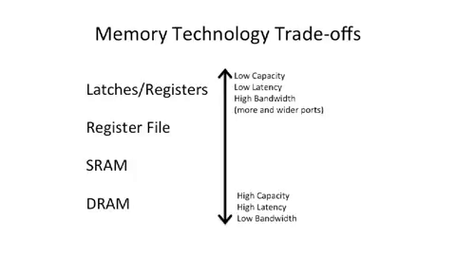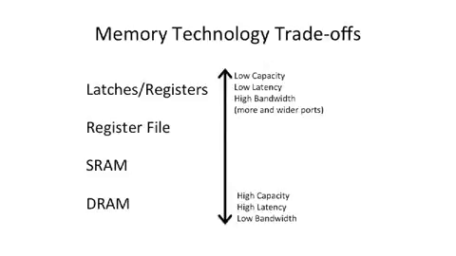OK, so to wrap this memory technology section up, I want to talk about some of the trade-offs. Computer architecture is all about the trade-offs. Why would we use one type of technology versus another type of technology? So what are our trade-offs here?